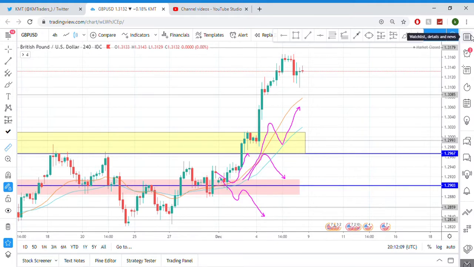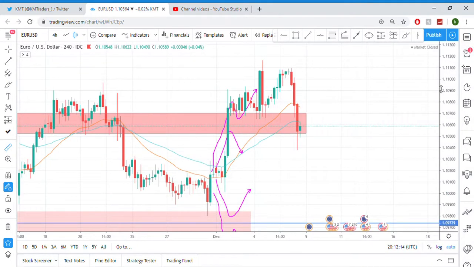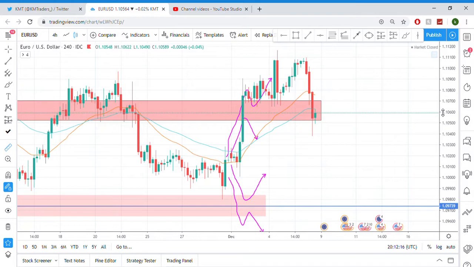Quite straightforward with GBP USD. Obviously, the NFP on Friday had a big effect with everything, but nonetheless, let's keep moving on.